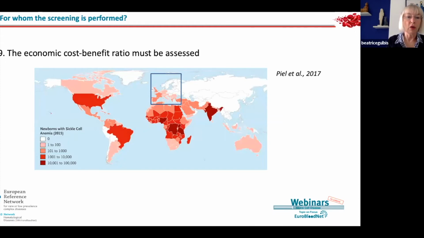So this is why, of course, the ninth criterion is that the economic cost-benefit ratio must be assessed. If you look at one of the publications here from 2017, you see that the frequency of the abnormal gene, and of newborns with sickle cell anemia, varies a lot from one country to the other. And if we look at the European countries, it differs also. And this is why at the national level, the authorities look at whether a screening for the whole population has a cost benefit. I'm sorry to say so, but it's like that. And so whether it will be applied like the other disorders that are screened at birth.